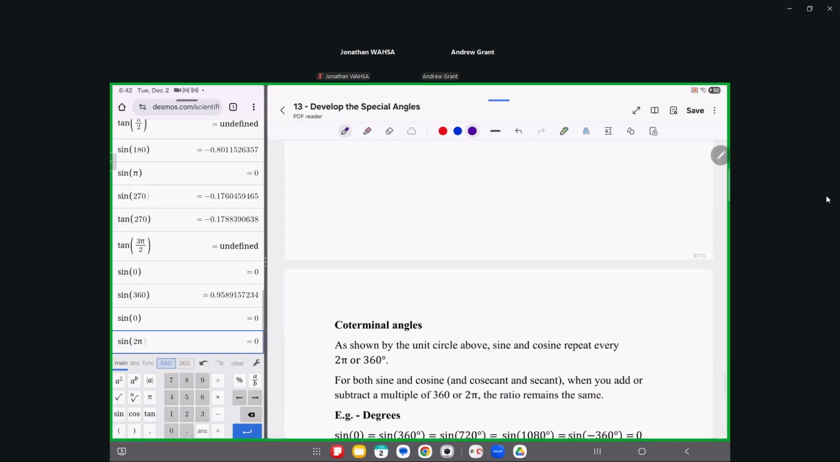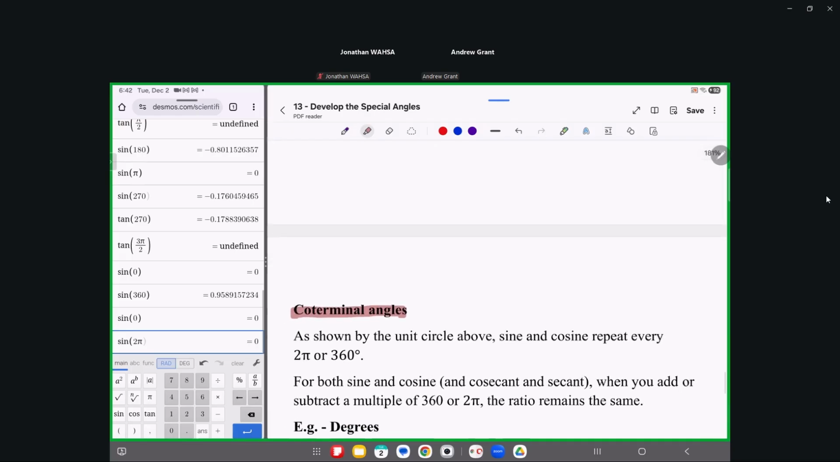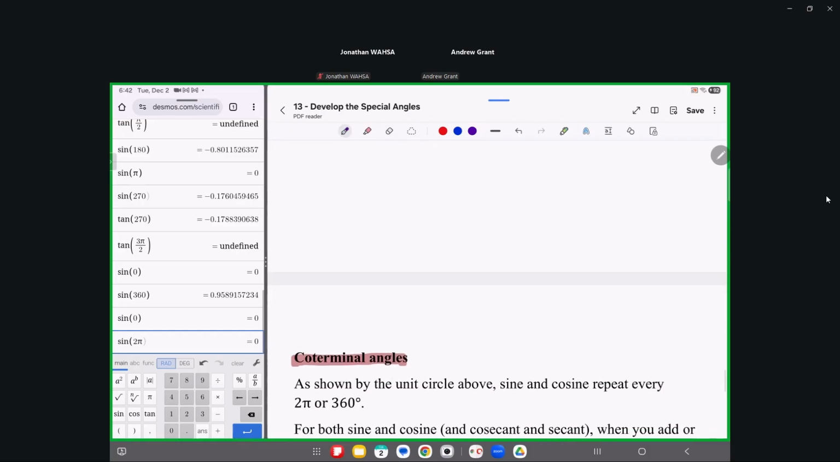As shown by this, we enter into a topic called a coterminal angle. As shown by the unit circle above, sine and cosine repeat every 2 pi and 360. So for both sine and cosine, as well as cosecant and secant, when you add or subtract a multiple of 360 degrees, or 2 pi, depending on whether you're in degrees or radians, the ratio remains the same. So what does this mean?